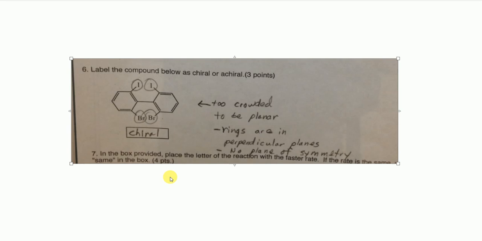If it just looked way too set up to have a perfect plane of symmetry, I just put chiral for that. And usually it won't be too bad. If you do all the exam questions, you should have enough exposure to figure these out.